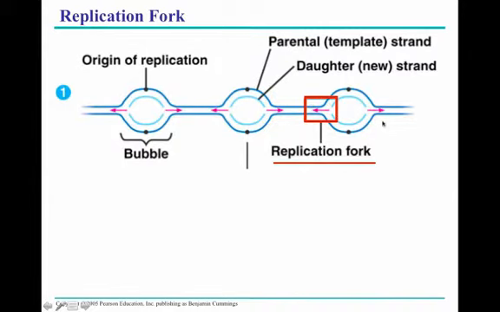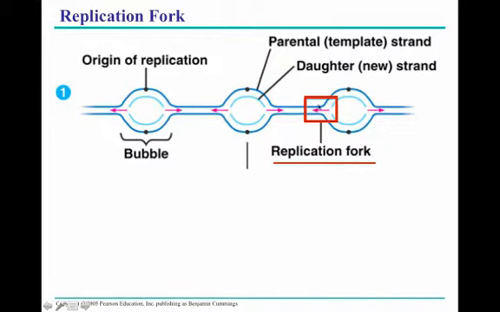So here's one fork, here's another fork, and the fork really just represents the direction of the movement, or where the enzymes are ultimately moving toward adding these new nucleotides. So they add them on both sides of the fork. I'm sorry, both sides of the bubble.